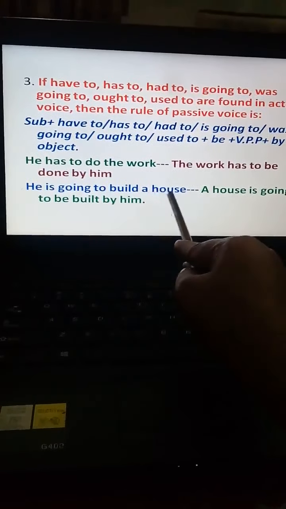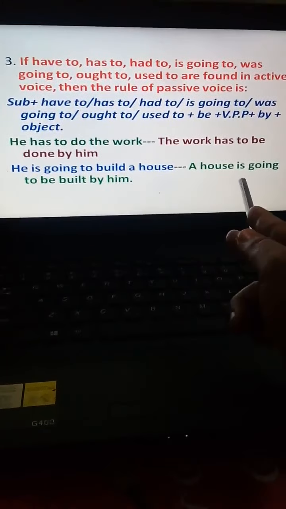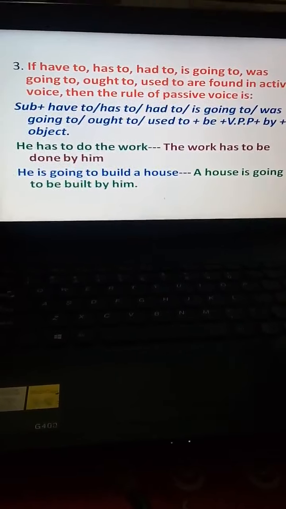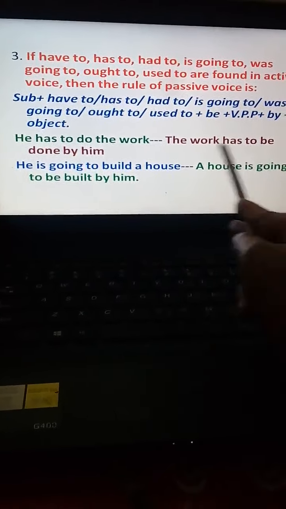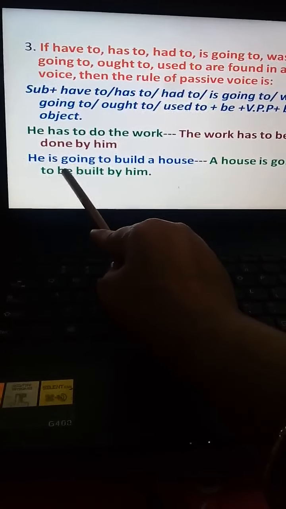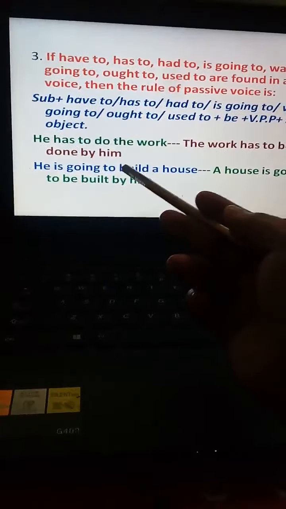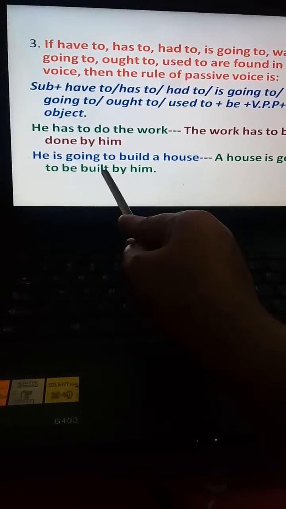"He is going to build a house." Here "is going to" is a phrase. So "is going to" is written the same in the passive voice. So "a house is going to be" must be used. Again, I'm repeating that be must be used in this type of sentence. "A house is going to be built by him."